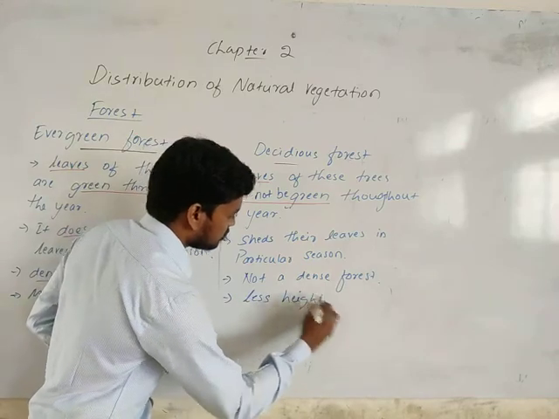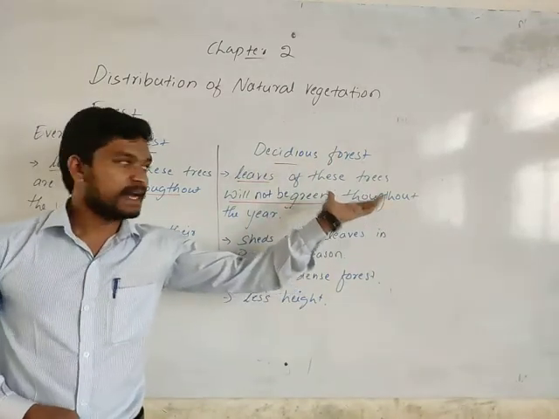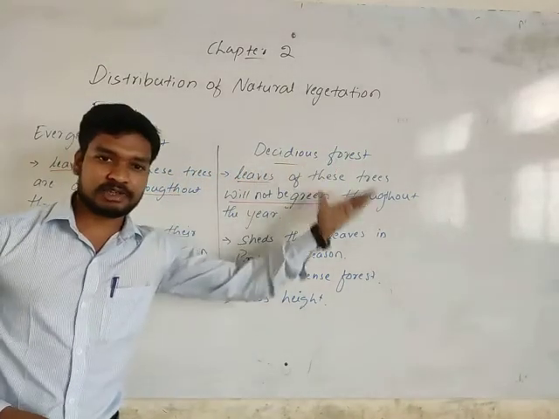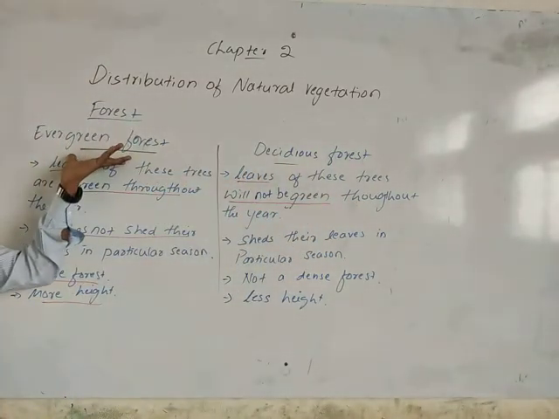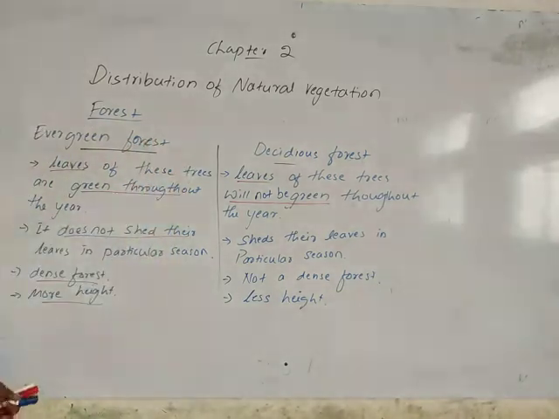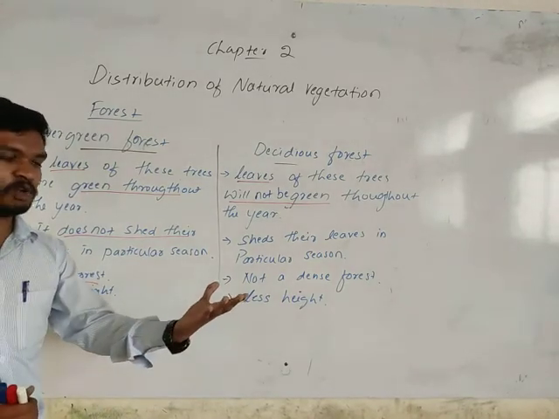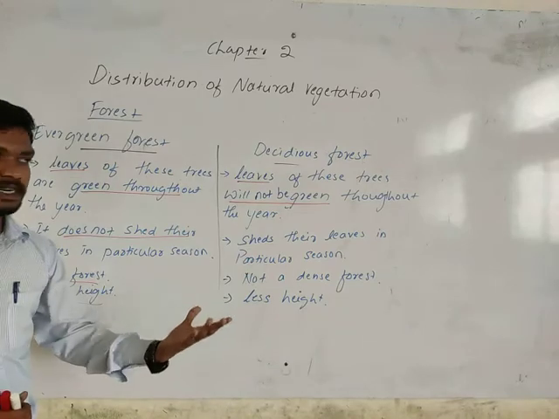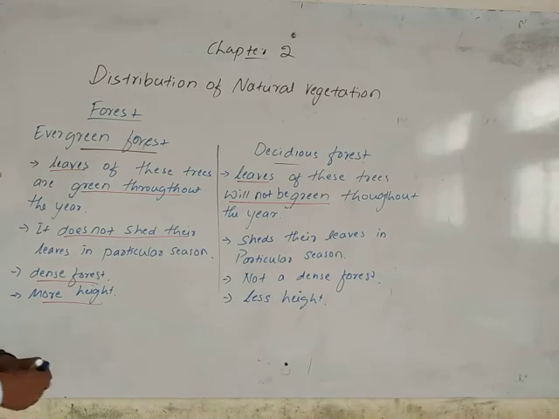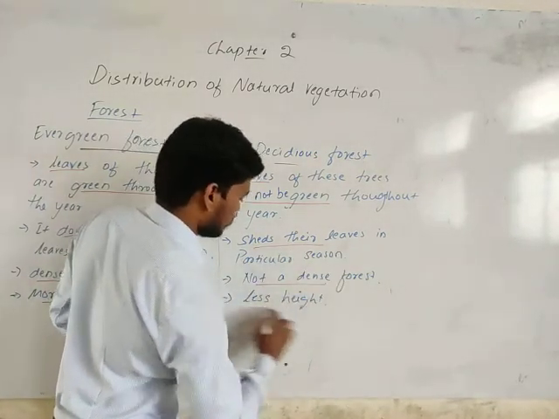This forest lies in a temperate zone, and it receives less rainfall, and the water availability will be less in this deciduous forest. But in the evergreen forest, the water availability will be more, and the temperature high. These forests are found in areas with high temperature, like the torrid region. These are found in the temperate region. So these are the two important types of forest. The deciduous forest is not dense and has less height.